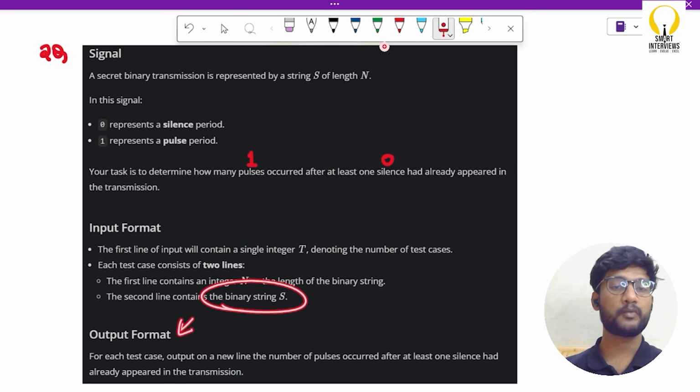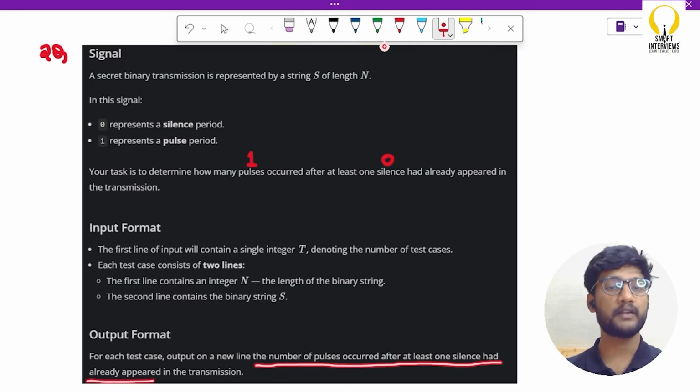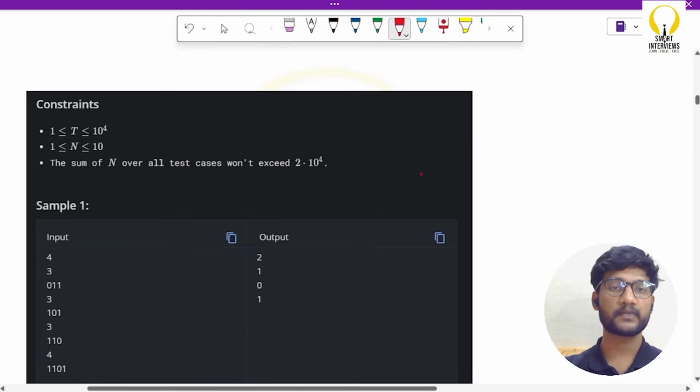And what will be your output? The output should be printed on a new line for each test case. So what are you supposed to print? The number of pulses that occurred after at least one silence had already appeared in the transmission. We'll look at the test cases so that you will get to know it in detail.